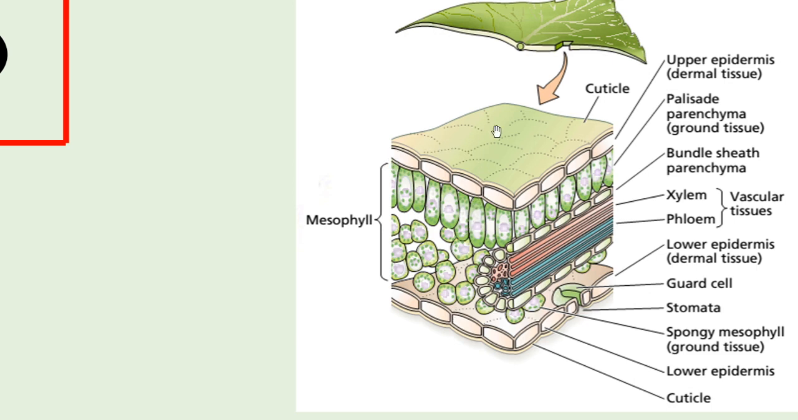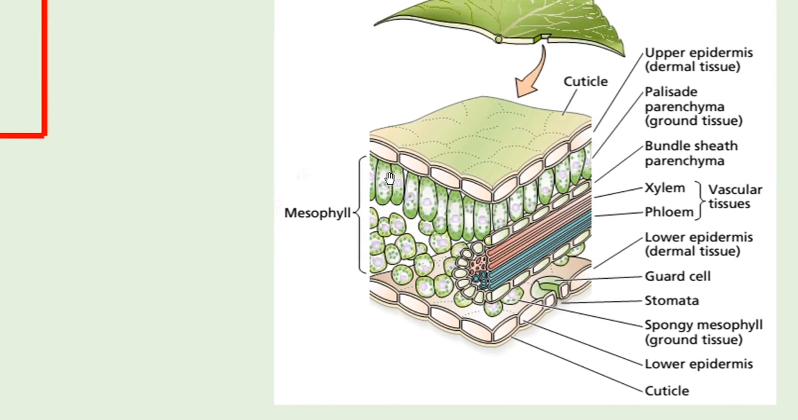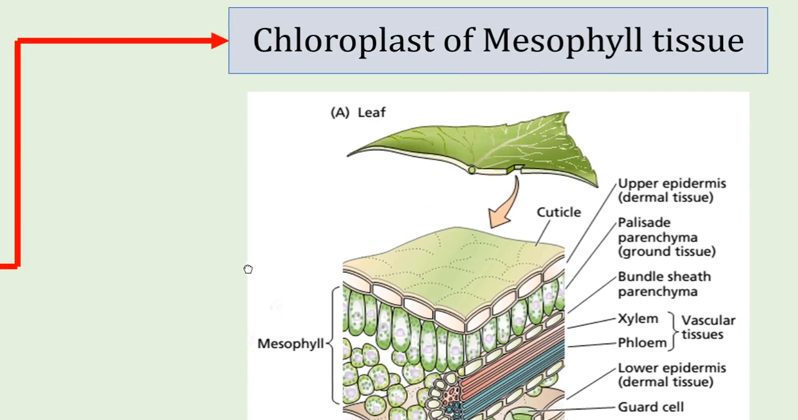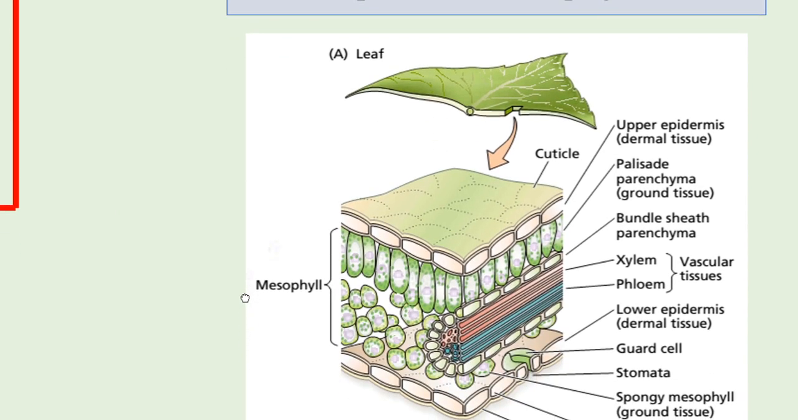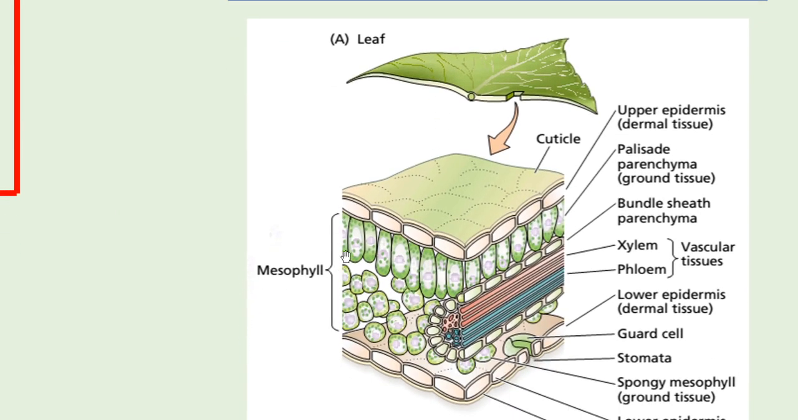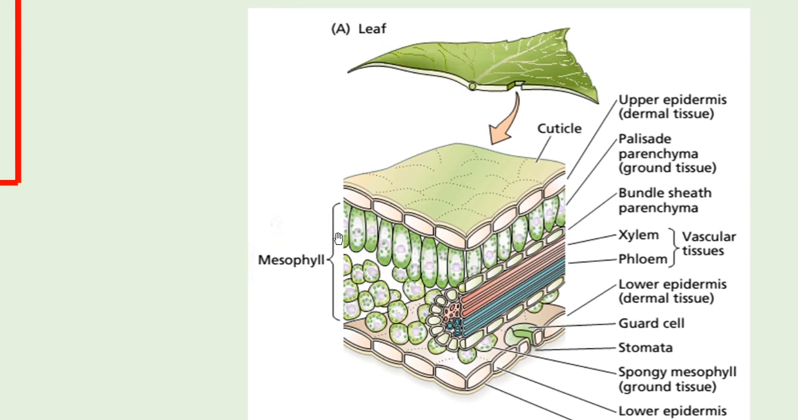At the bottom of the upper epidermis there are long elongated cells called palisade parenchyma that contain chlorophyll, and below it there are spherical shaped cells called spongy parenchyma. They are also chlorophyll filled cells. So photosynthesis takes place inside these two kinds of mesophyll cells, that means inside palisade parenchyma and spongy parenchyma.